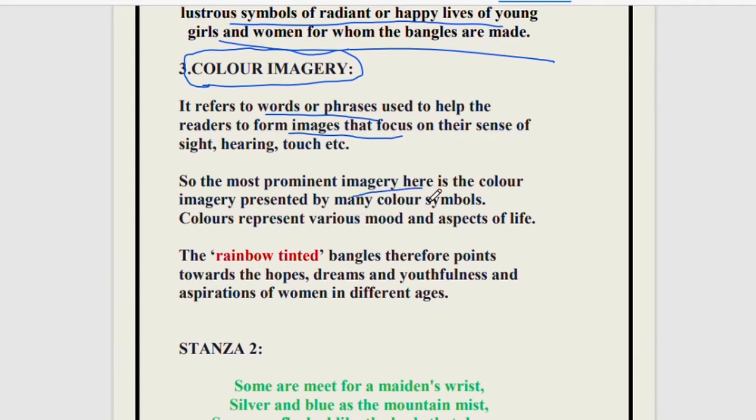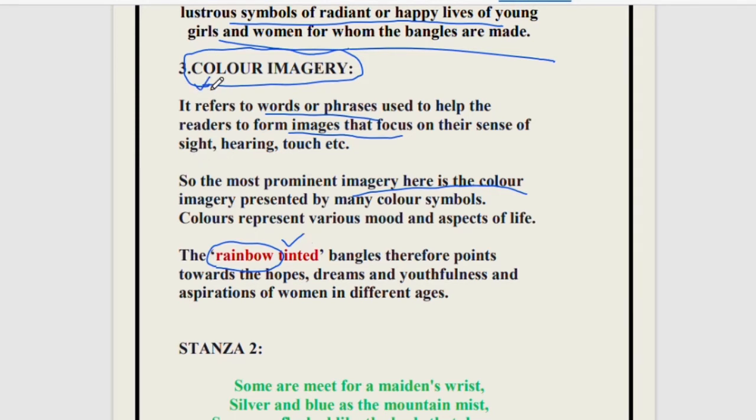So the prominent imagery here is the color imagery. Why? Let us see the examples. Rainbow tinted. Rainbow is in itself a combination of a huge number of colors, isn't it? So many colors are there. So it creates an impression of colors in the mind. And by comparing the bangles with the rainbow, an image of colors is created in our mind. We can relate with the rainbow. We can feel that in that container of that bangle seller, so many different colors of bangles are there, just like the colors of a rainbow. So it is a color imagery.